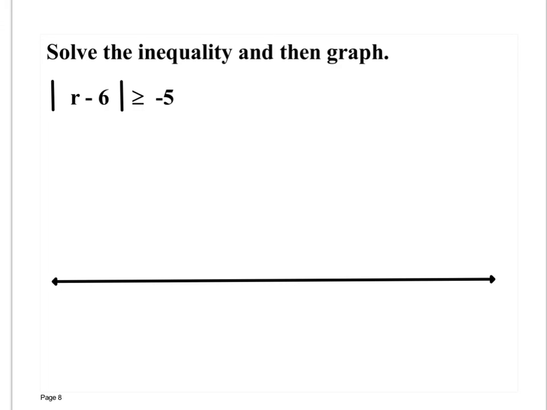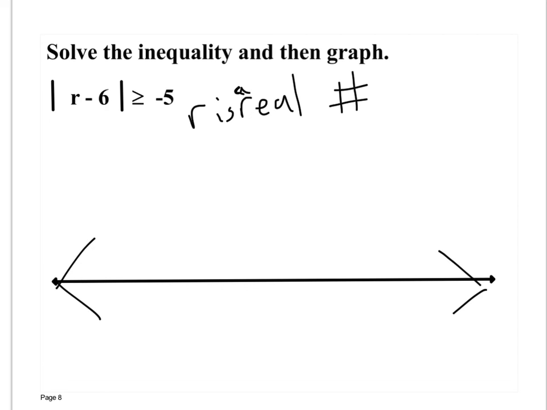Will this at one point be a positive number? Yes, because it's greater than -5, right? It could be 0, it could be 1, it could be 2. So the answer for this is all real numbers. r is a real number. Okay, and if you wanted to graph it, you would just do that. It's all real numbers because it will always be above -5. r will always be a number greater than -5.